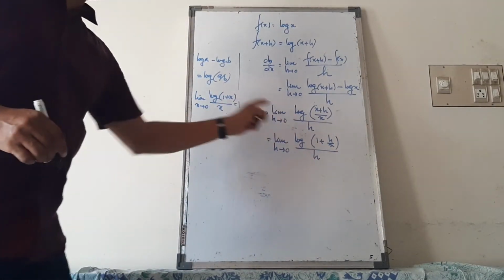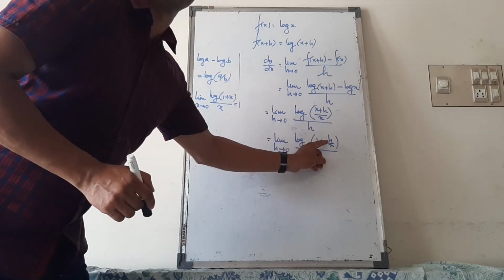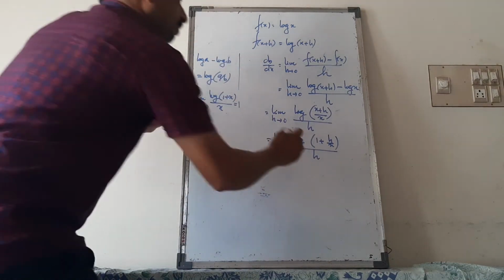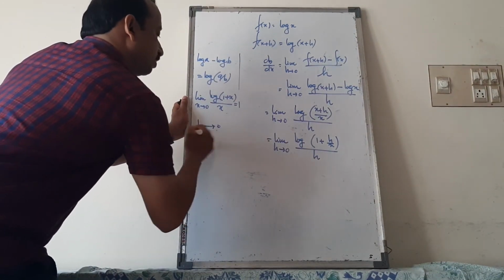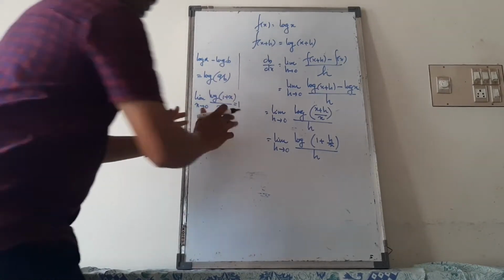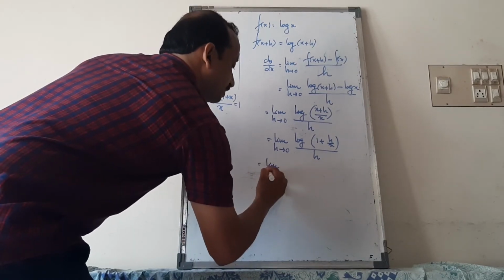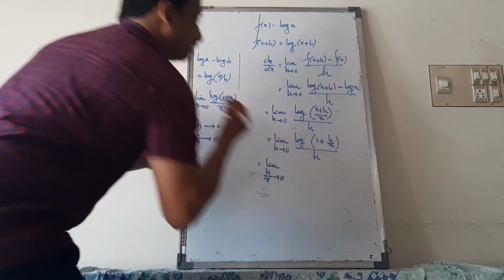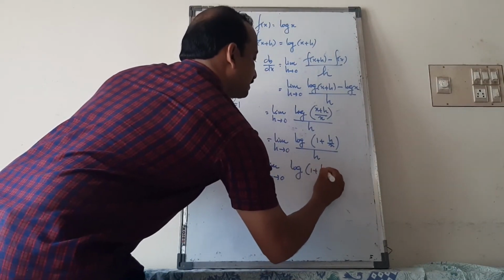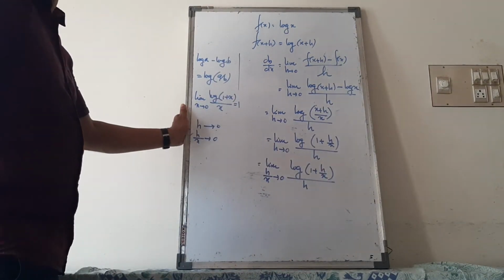This function is not in the form log of (1 plus x) by x. Here x corresponds to the term h by x. So we need h by x in the denominator also. You already know, as h tends to 0, h by x also tends to 0. So the limiting value has not changed. So h tends to 0 changes into h by x tends to 0. The numerator is log of (1 plus h by x), divided by a denominator containing only h.